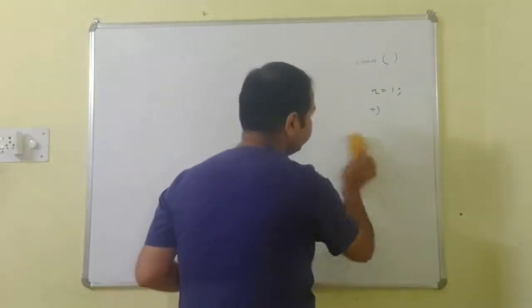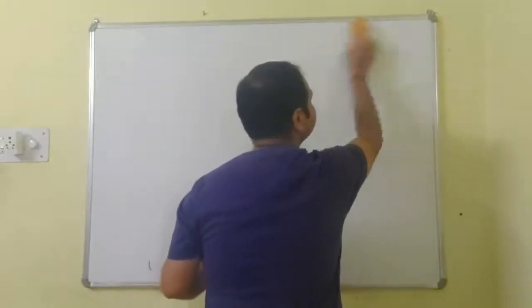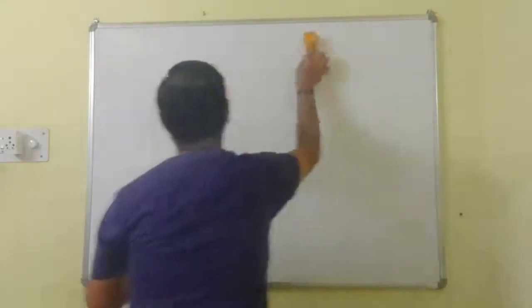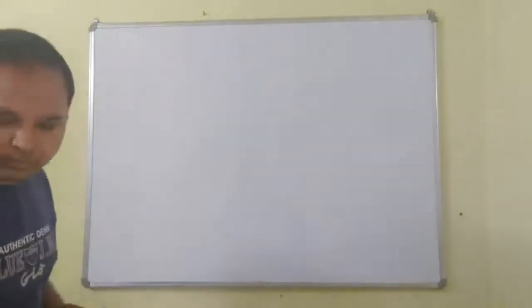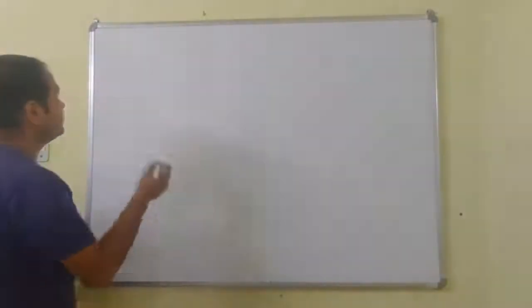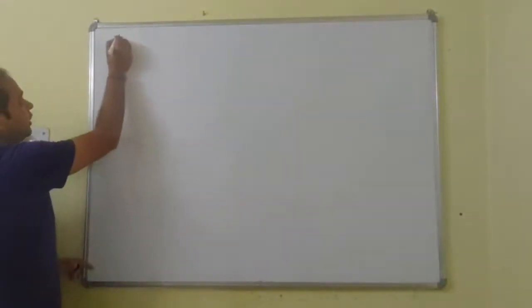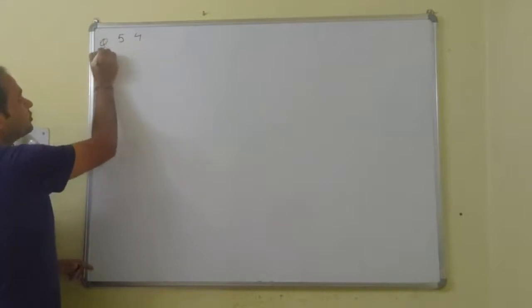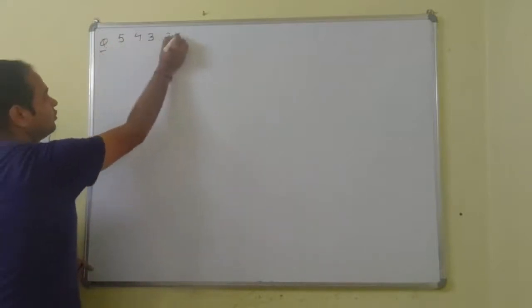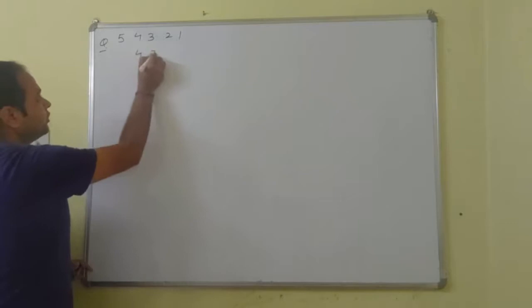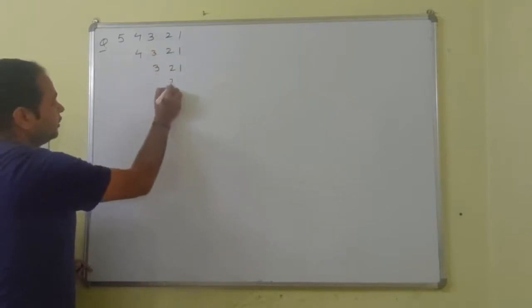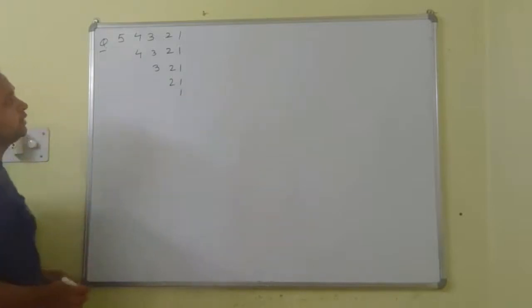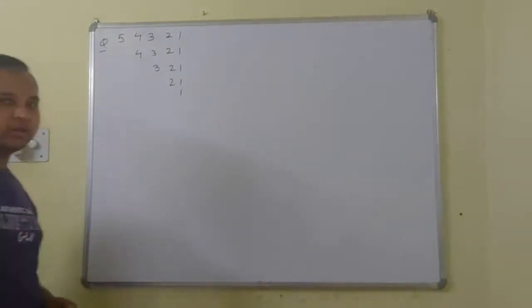The next pyramid is your inverted triangle. Now we will print the inverted triangle. So my program is like this: 5, 4, 3, 2, 1, then 4, 3, 2, 1, then 3, 2, 1, then 2, 1, then 1. Right side inverted triangle we are having.